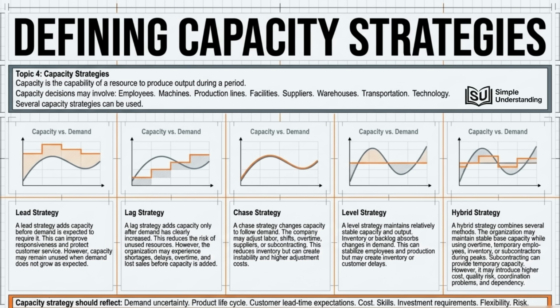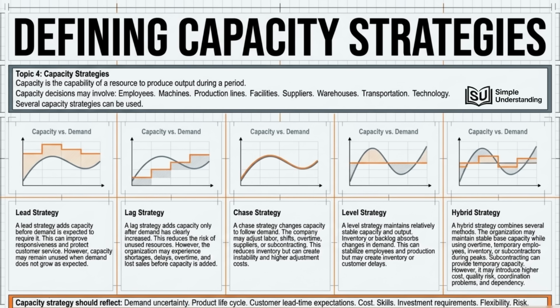Level strategy. A level strategy maintains relatively stable capacity and output. Inventory or backlog absorbs changes in demand. This can stabilize employees and production, but may create inventory or customer delays. Hybrid strategy. A hybrid strategy combines several methods. The organization may maintain stable base capacity while using overtime, temporary employees, inventory, or subcontractors during peaks. Subcontracting can provide temporary capacity. However, it may introduce higher cost, quality risk, coordination problems, and dependency.